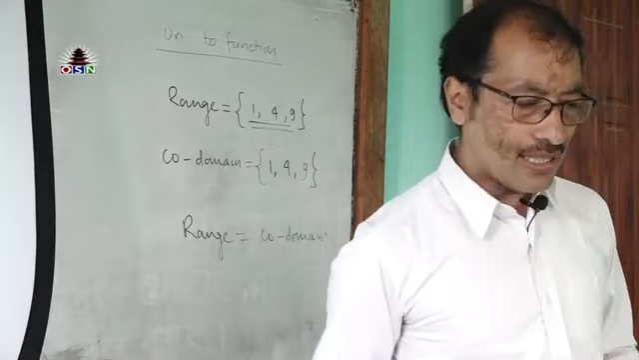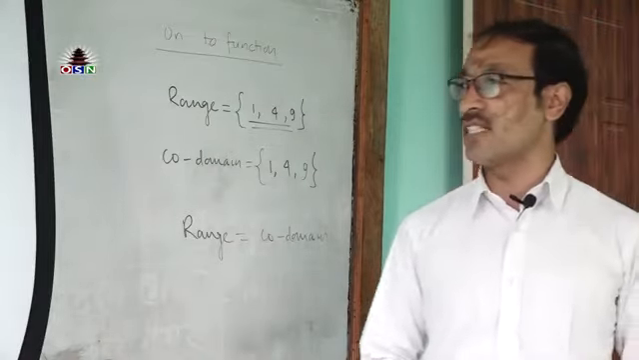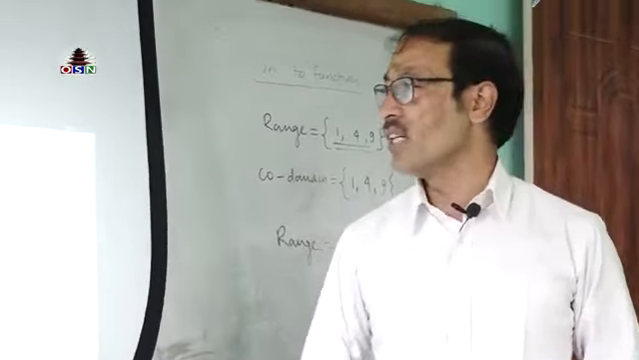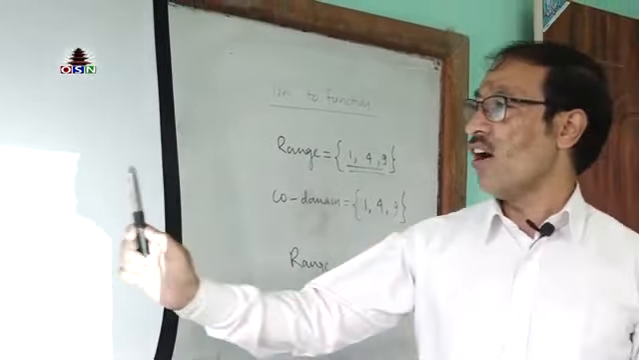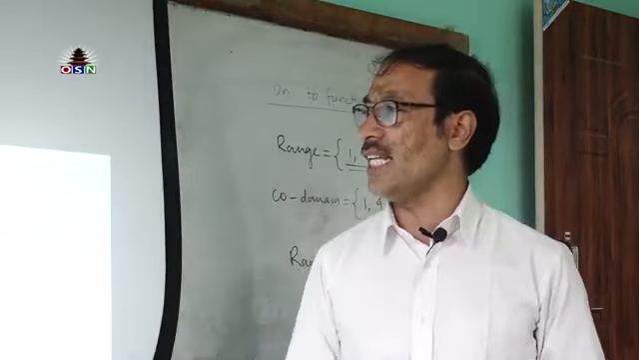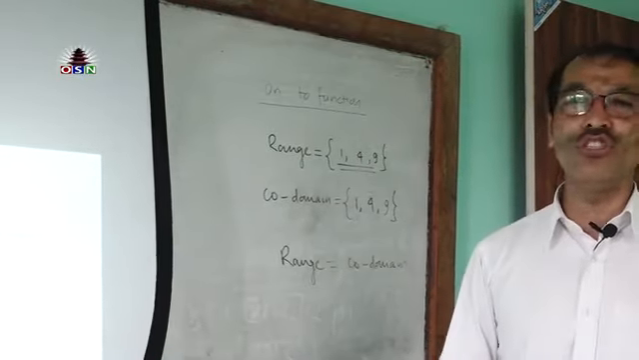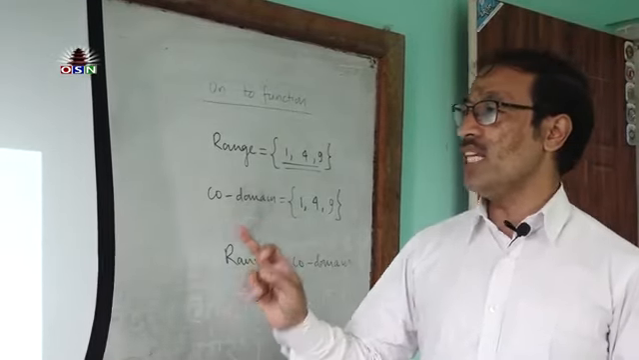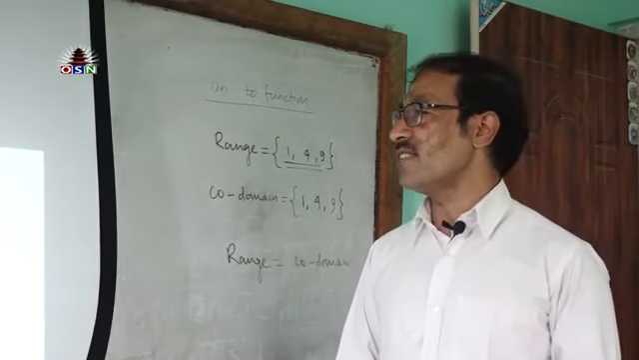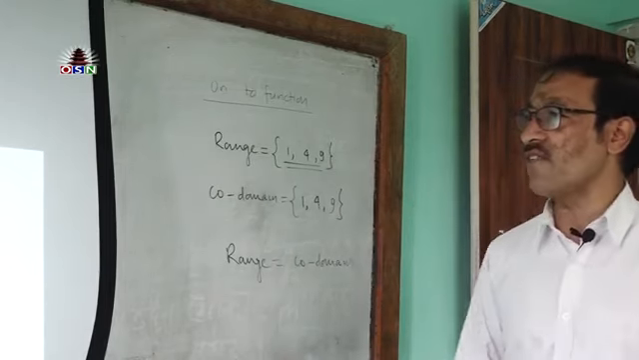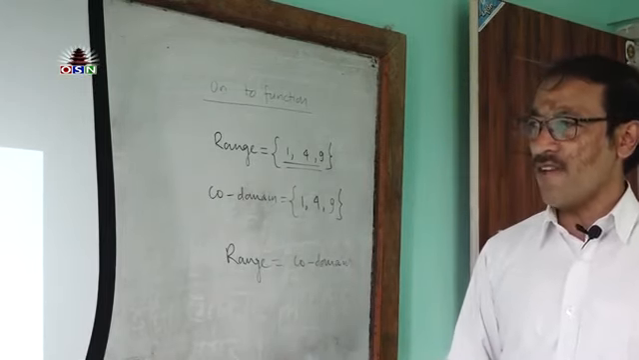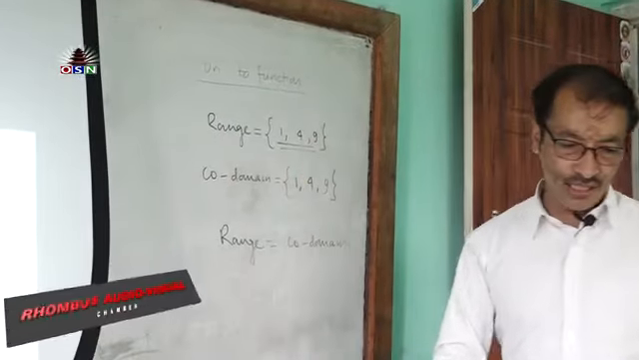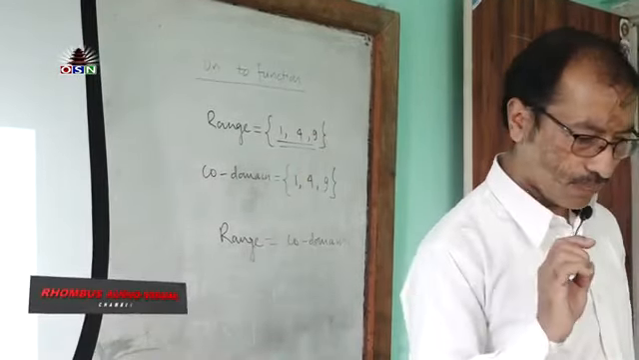So here, let's see the definition, please. What does the definition tell here? Again, I would like to draw your attention to the definition. Onto function means: let A and B be 2 non-empty sets, and F a function from A to B, then F is said to be an onto function if the range of function F is equal to codomain. Here I have already made it clear. This is the definition of onto function.